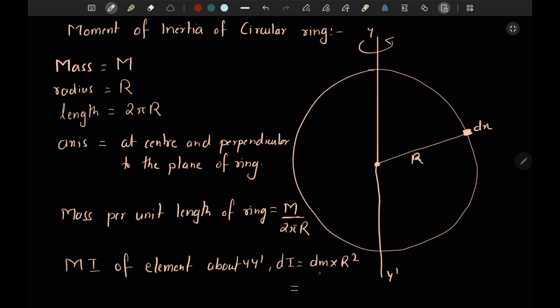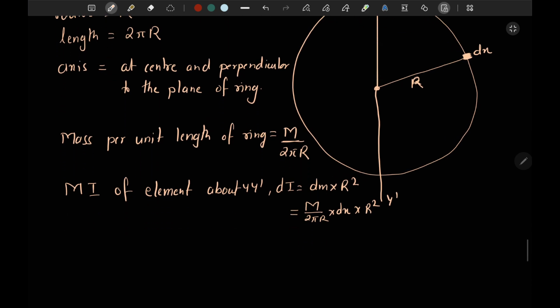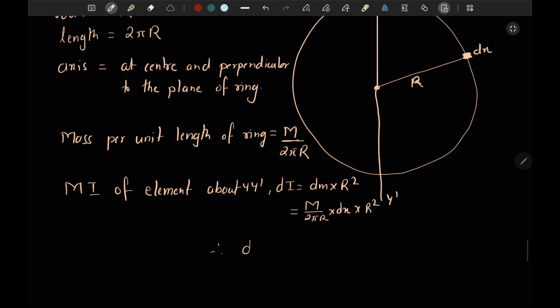The mass of the element is mass by length into the length of the element, and r square. That is, the moment of inertia of the element will be m r by 2 pi dx. Finally, this is the moment of inertia of this element.